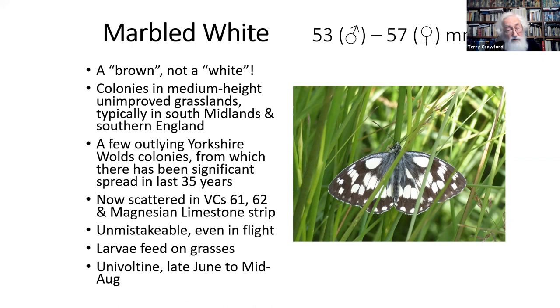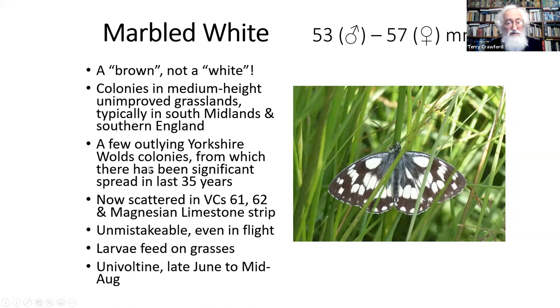No doubt, and I don't think there's any doubt about this, assisted by human beings in some cases, but I think it's done quite a lot of it under its own steam. So it's well distributed now in VC 61 and 62, and again on the magnesian limestone strip. And again, if you want to see marbled white, you can go to Brockedale and plenty of other places as well.